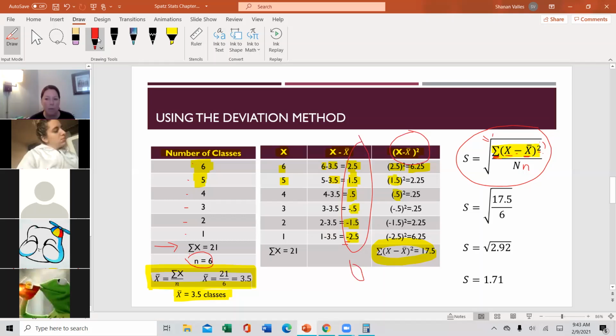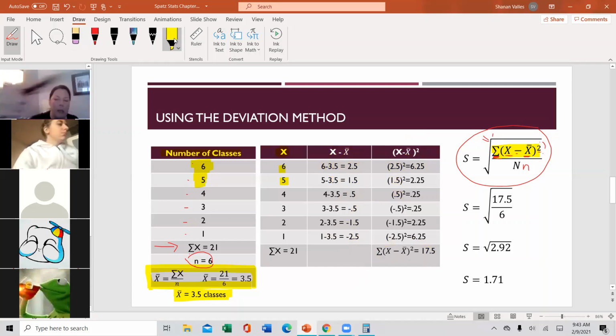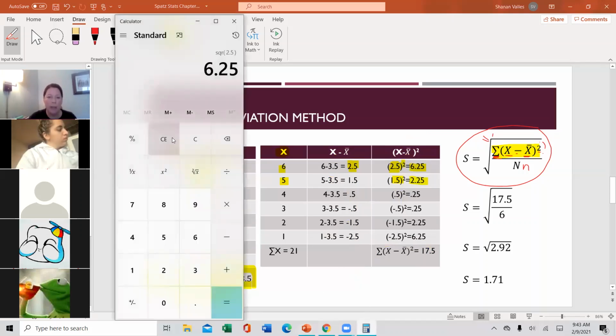Okay, so what's happening here, right? Just to go back, I'm sorry, I know this is getting a little bit complex here, or too many scribbles. So what we're doing is taking that 2.5 and squaring it, and it gave us 6.25. 1.5 squared, you'll get 2.25. 0.5 squared, you'll get 0.25.